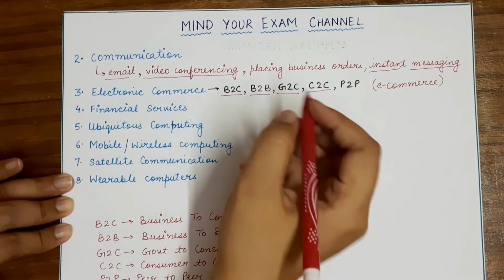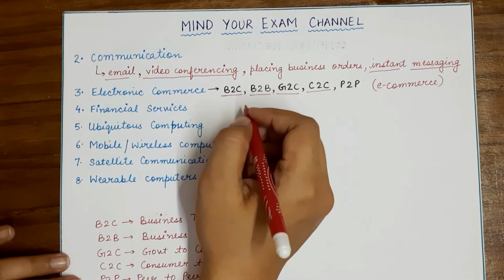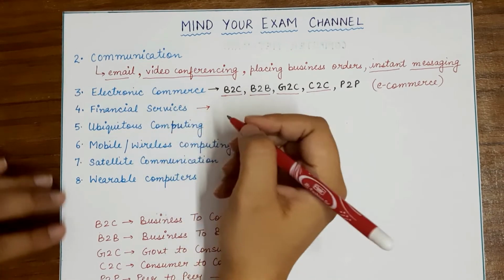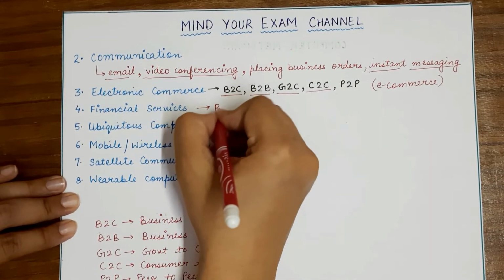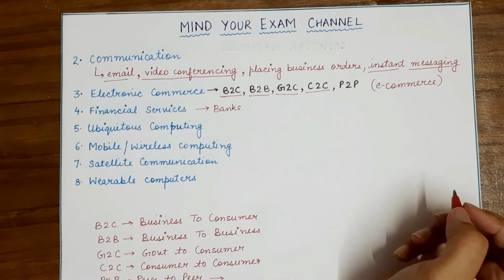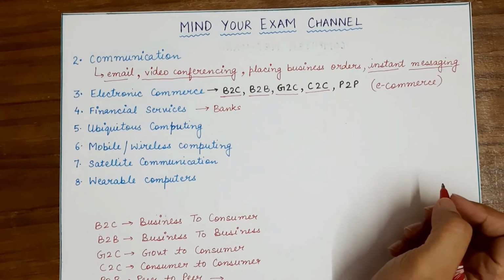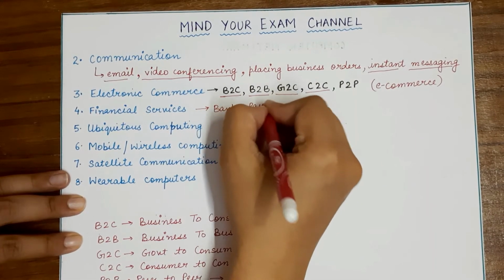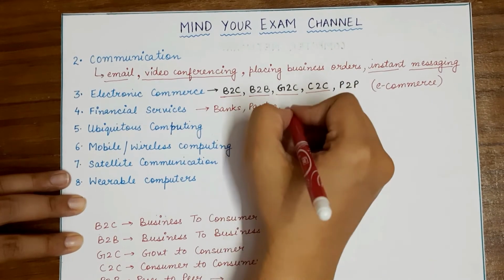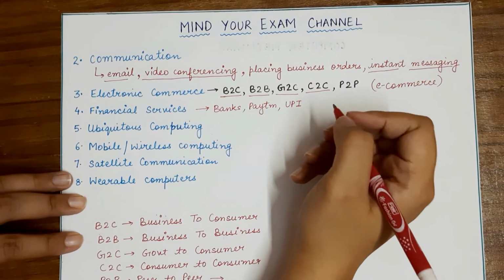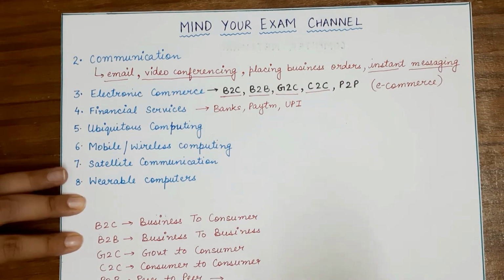Okay, now coming to the fourth use of computer networks, which is in the form of financial services. The easiest example of this is the banking services that we are provided online, the internet banking, PhonePe, Paytm that we use. These are the services that we are getting through the internet, through their websites, and again there is a role of computer networks in it.